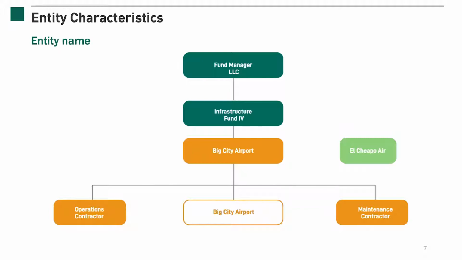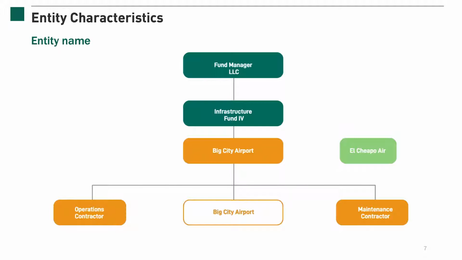Evidence in relation to the entity can come from any of the organizations involved with the activities within the entity boundaries. For the asset, the entity may include the asset itself, the asset manager, the asset operator, and the asset maintainer. In this example, the reporting entity is Big City Airport. This asset is part of Infrastructure Fund 4, which is managed by Fund Manager LLC.